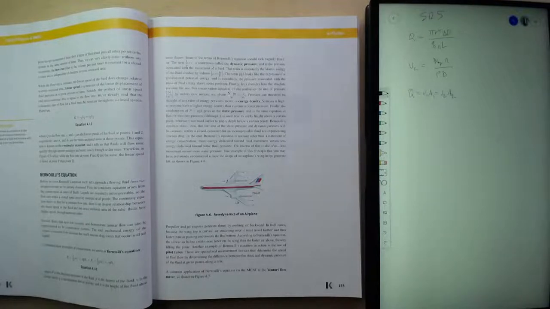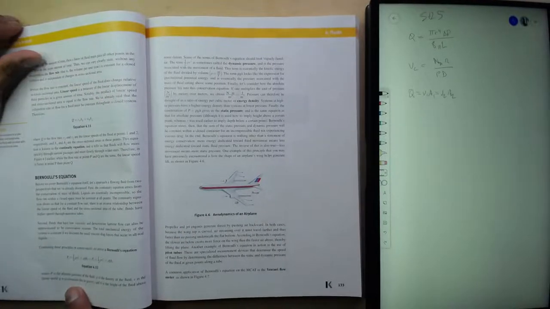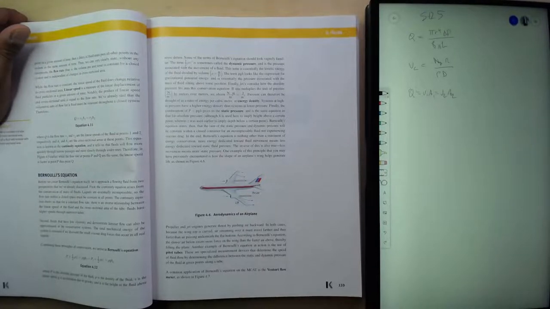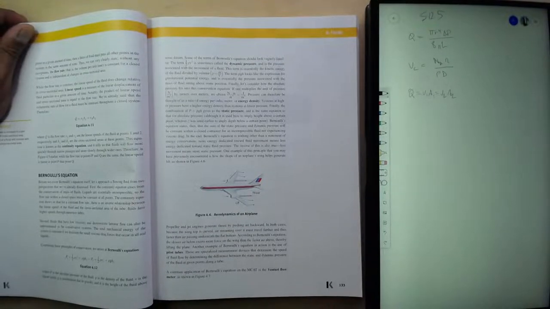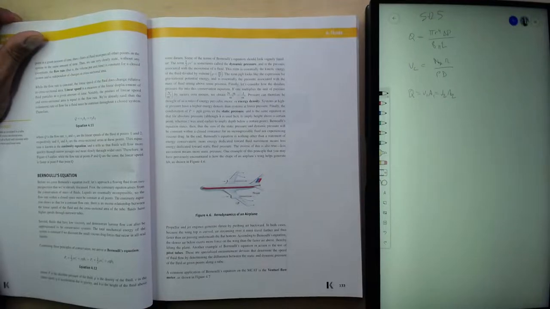All right, Bernoulli's equation. Before we cover Bernoulli's equation itself, let's approach a flowing fluid from two perspectives that we've already discussed. First, the continuity equation arises from the conservation of mass of fluids. Liquids are essentially incompressible, so the flow rate within a closed space must be constant at all points. The continuity equation shows us that for a constant flow rate, there is an inverse relationship between the linear speed of the fluid and the cross-sectional area of the tube. Fluids have higher speeds through narrower tubes.